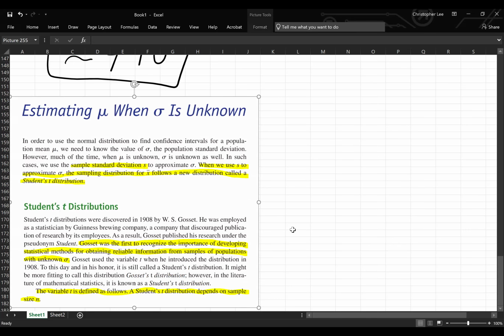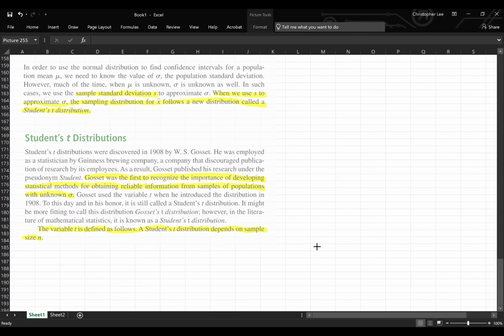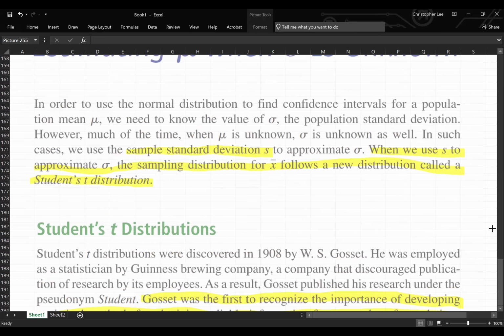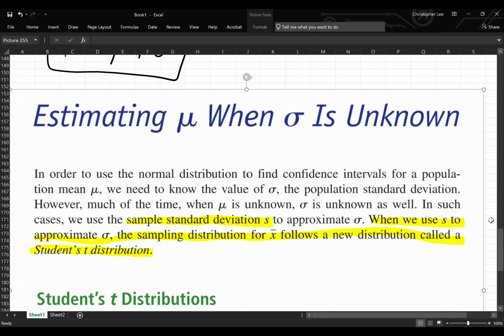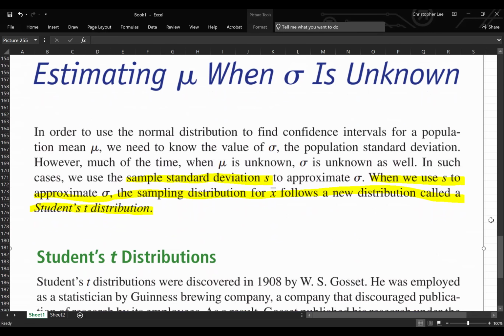The same thing that we just talked about yesterday. Yeah, but we're taking it up a notch right now. All right. New topic. So look, estimating mu when sigma is unknown. Oh, it's the remix.